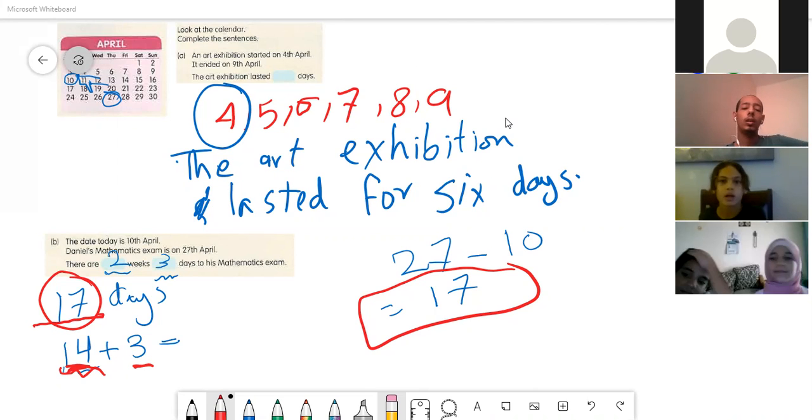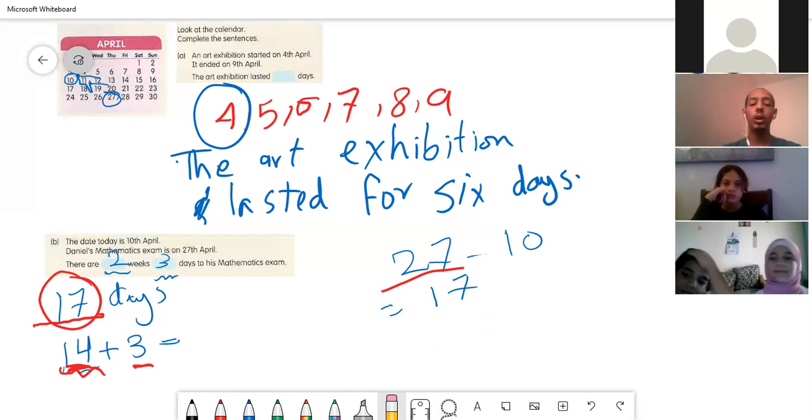How many days from the 10th of April until the 27th? 17 days, because 27 minus 10 equals 17.